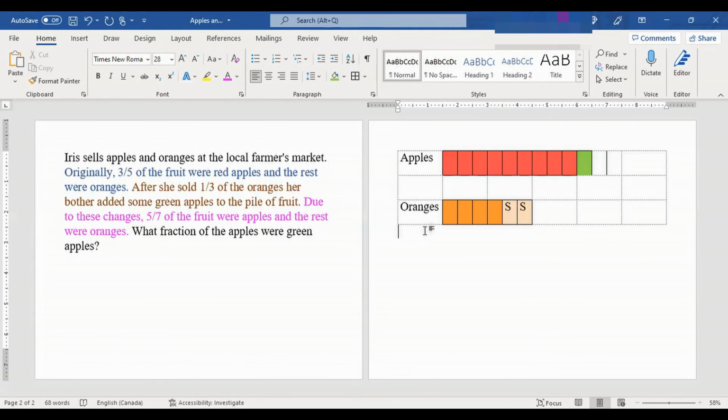Let's see what the last part of the question says. It asks, what fraction of the apples were green? Okay, so you can see the red apples take up 9/10 of the total number of apples, and the green apples take up 1/10 of the total number of apples. So that's our answer. Just write 1/10 of the apples were green. And with that, we've finished solving this problem.